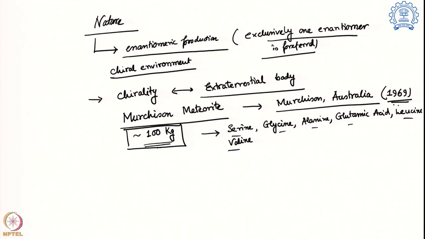And very interestingly, what we also found is that other than glycine, which is not chiral, all the other amino acids which are chiral in nature are present in enantiomeric excess.